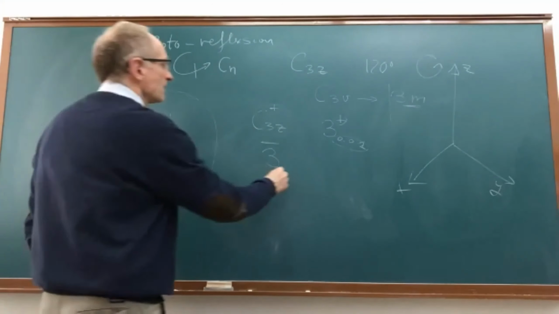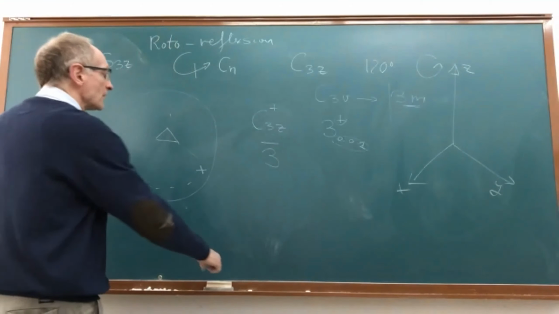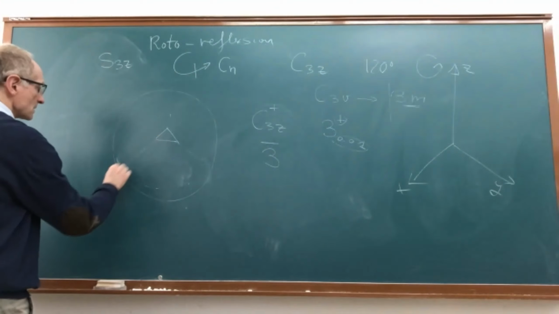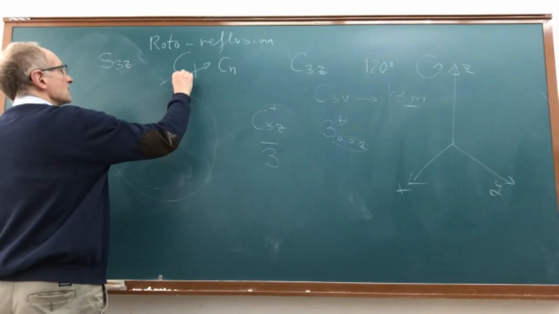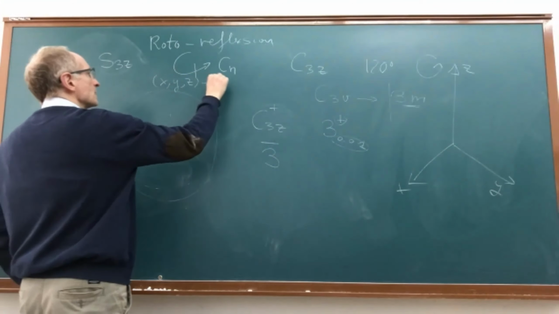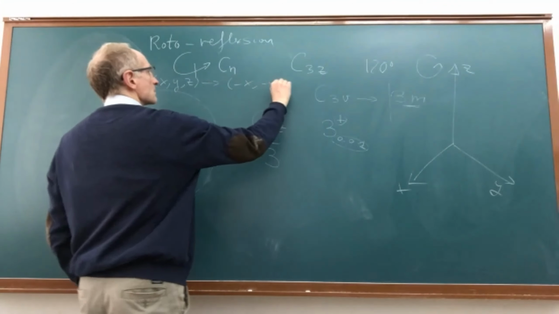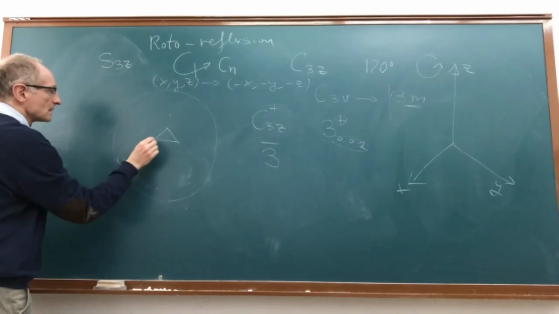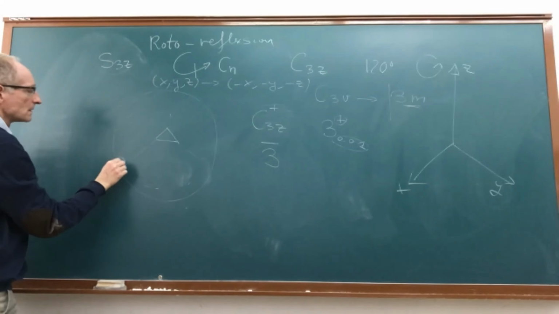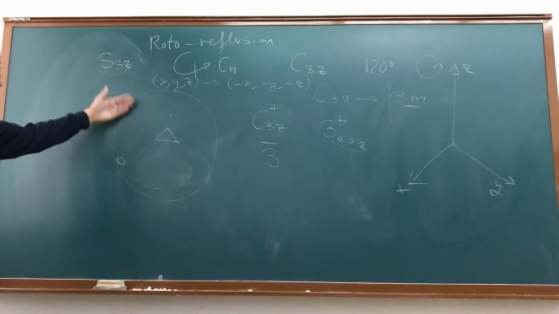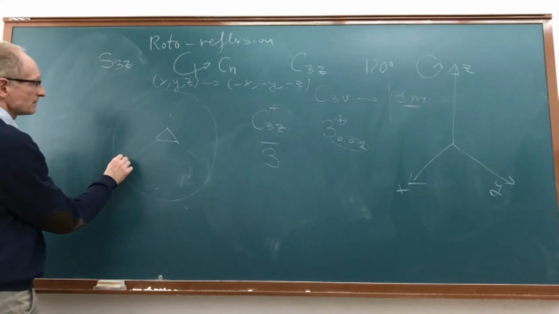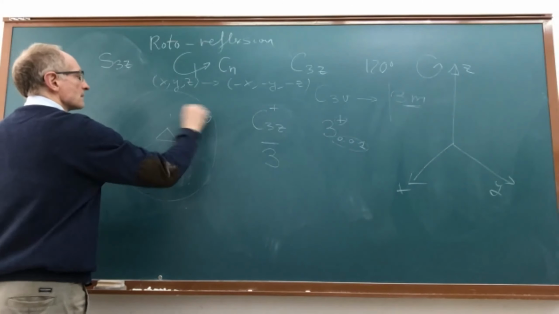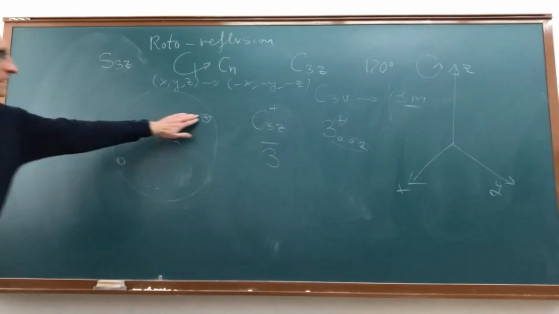This means that you apply first a rotation and then an inversion. So what is an inversion? An inversion is something that changes all the coordinates of the vector of the point. So for instance, if I have a point here above the plane, this takes me to the opposite point below, underneath.